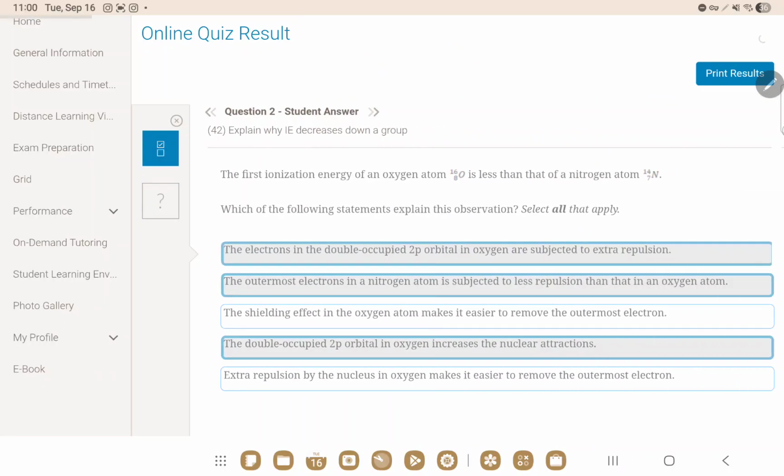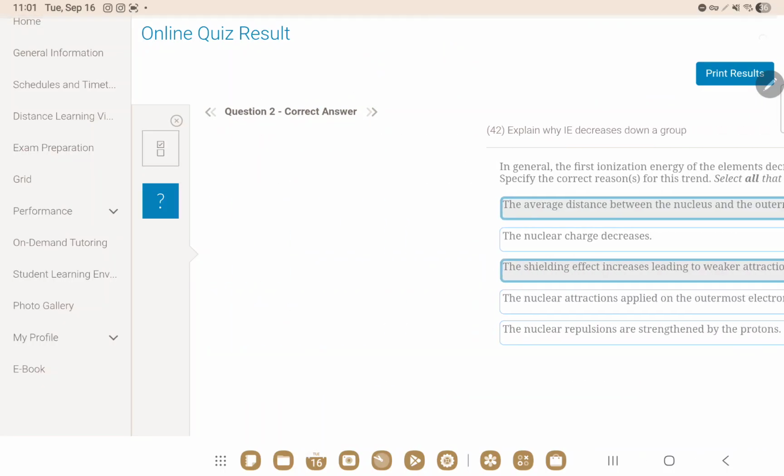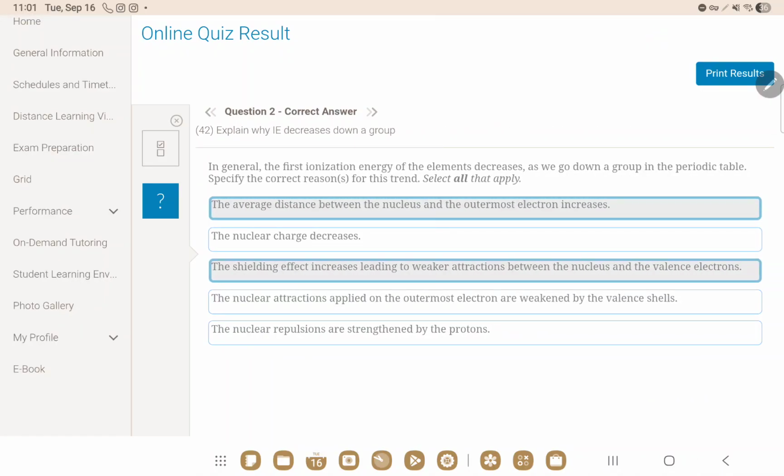Moving on to our next question, which I'm assuming is down a group. Yes, as we go down a group, the number of orbitals or shells increases. Therefore, the number of core electrons increases. Therefore, shielding effect will increase. Therefore, valence electrons are farther away from the nucleus. Therefore, valence electrons are less attracted to the nucleus. Therefore, less energy is needed to remove the electrons. Therefore, ionization energy will decrease.